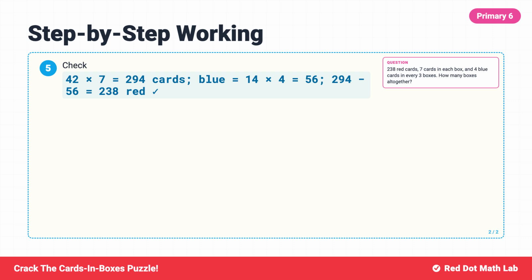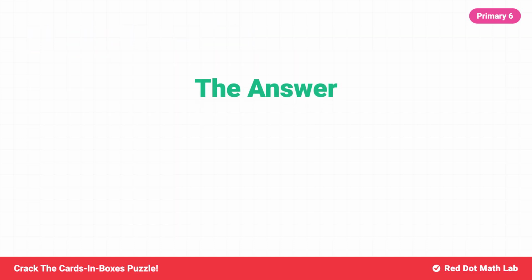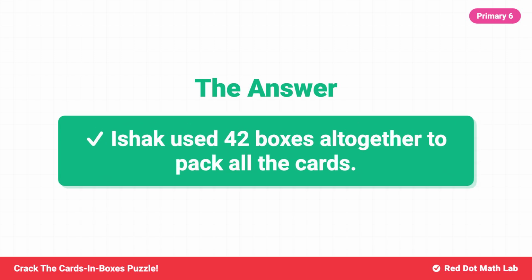42 boxes times 7 cards each gives 294 cards altogether. The blue cards, 14 groups times 4, is 56 blue cards, and 294 minus 56 equals 238 red cards, exactly what the question told us. Wonderful! Our answer checks out perfectly. Let's state our answer in a complete sentence. Ishak used 42 boxes altogether to pack all the cards.